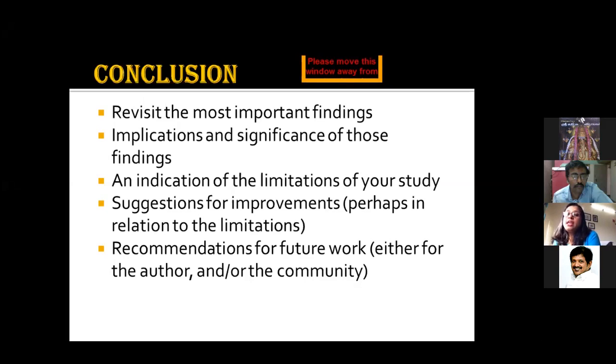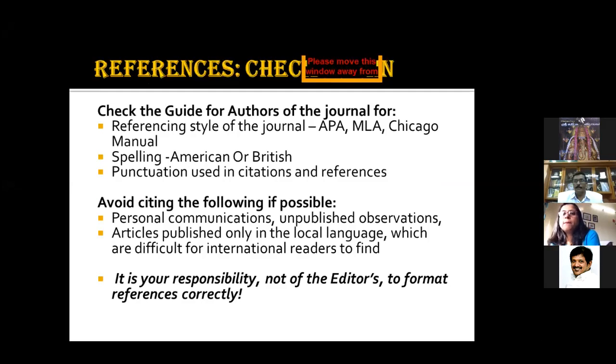Then another thing is that you must give suggestions for improvement. If there is any limitation to your research, state it very clearly. State it clearly as to why there is this limitation, and you can then even recommend the future scope for research. If there is some future scope, how the same thing can be replicated in maybe a different scenario, you can state all that in the conclusion of your paper. Next, please. Now we come to referencing.